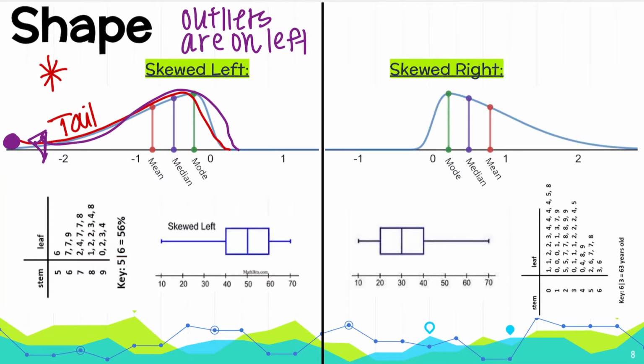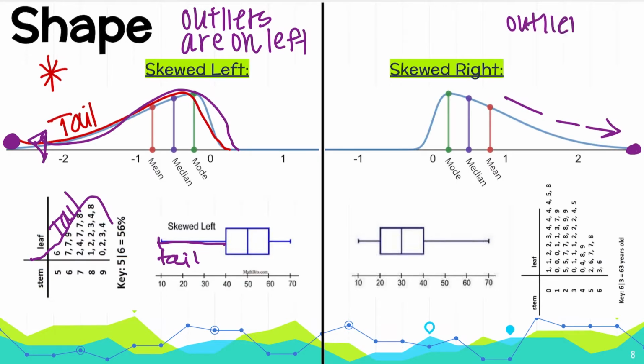So if I take a look at this stem and leaf plot, which I've rotated, I can draw over it. And notice my tail is on the left. And again, with my box plot, I have the longer tail right here. So then over here, if I'm skewed right, that means that my outlier's over here, and it's pulling that shape to the right. So for skewed right, our outliers are on the right.